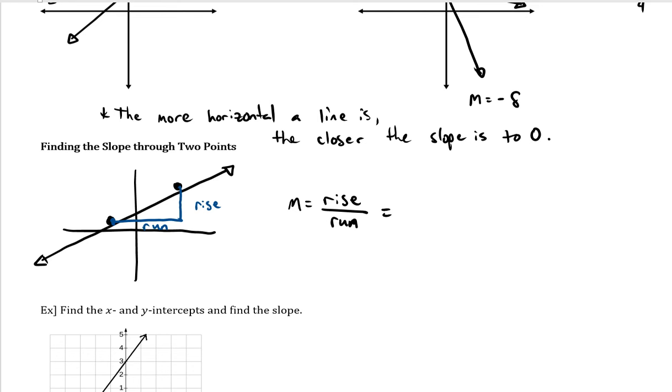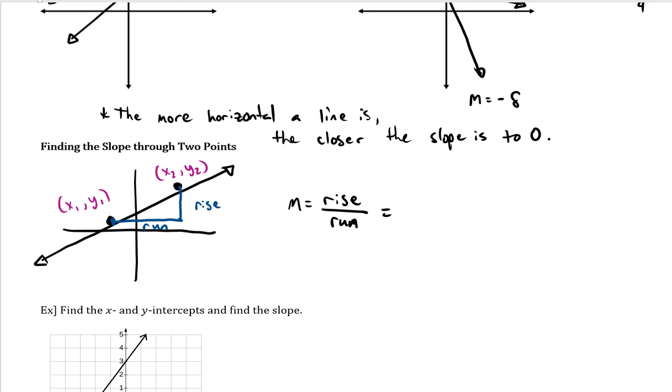Let's go ahead and label some points. So for instance, this one on the left, let's call it x1, y1. So we're just using a point. That's our first x coordinate. That's our first y coordinate. And then our second point, let's use x2 and y2 to show our second x coordinate and our second y coordinate.